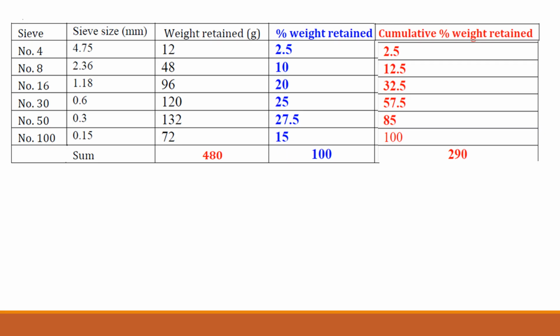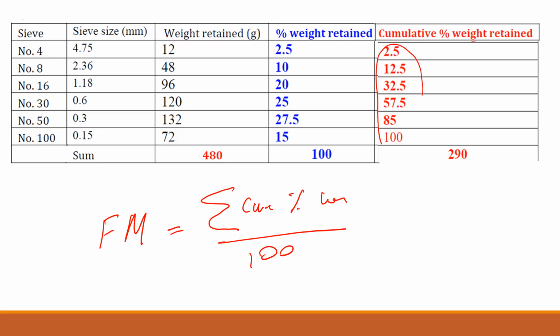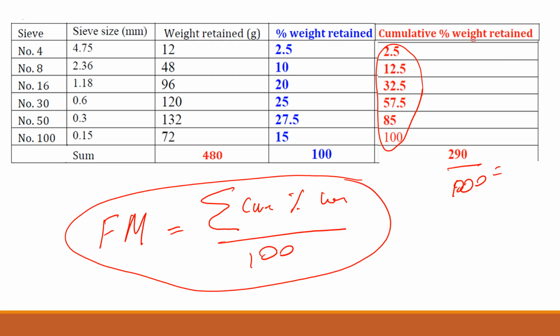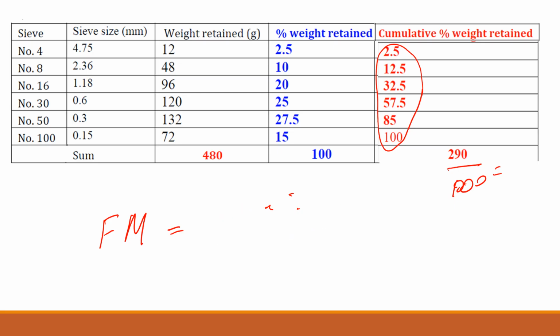Now what do we mean by the fineness modulus again? It is the sum of the cumulative percentage weight retained divided by 100. So you need to take the sum of this and then divide by 100. So the fineness modulus is 2.9. Do you agree with that? In our case, we get 290 divided by 100, which is 2.9. Is that right?